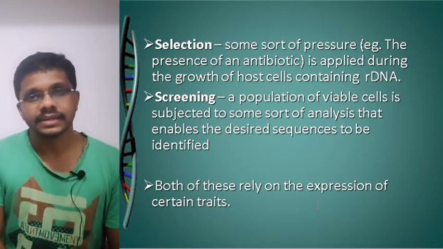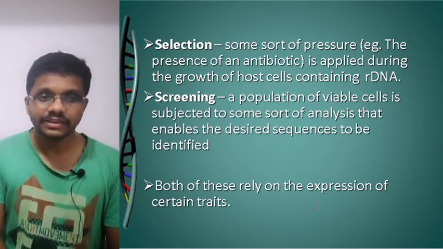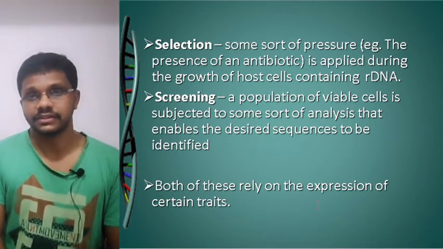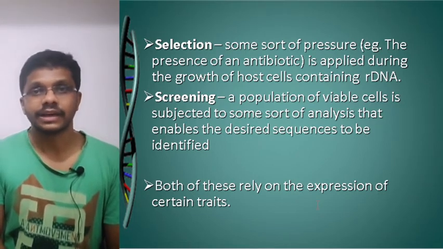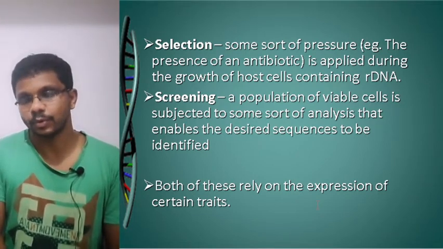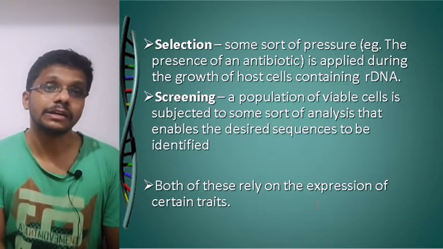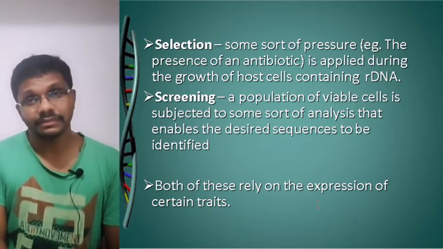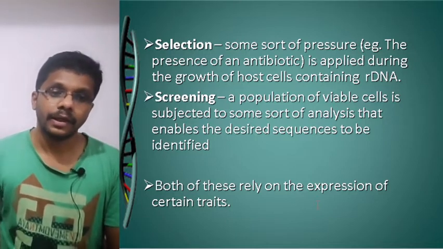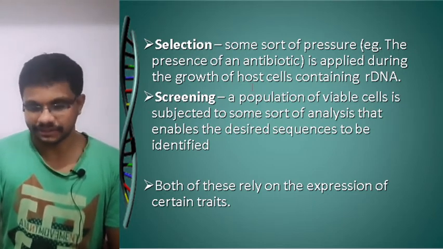Second is screening. Screening is also a selection method; it can be classified under selection. But in screening, we are actually sorting the cells based on some features, maybe based on color, as with the lacZ gene. We have blue colonies and white colonies. Blue colonies will be non-recombinant but have the plasmid, and the white ones are the recombinant ones. Like that, we can screen for recombinant cells or gene transfer, or we can go for selection. Both selection and screening are based on the expression of a particular trait.